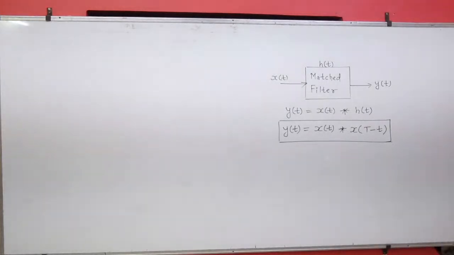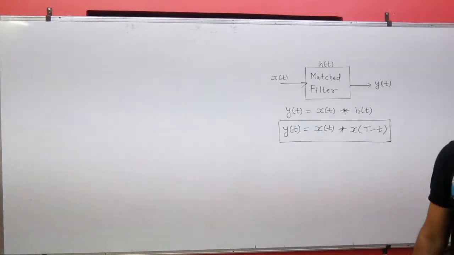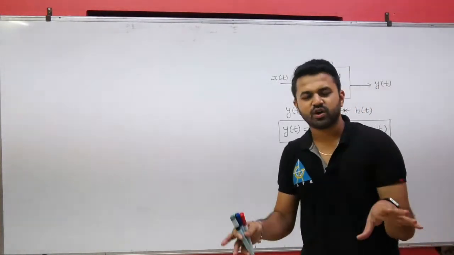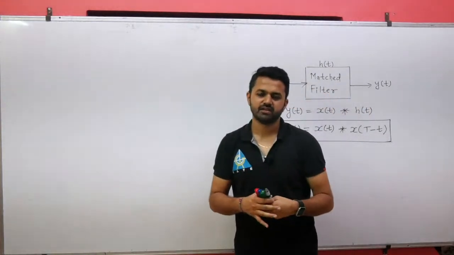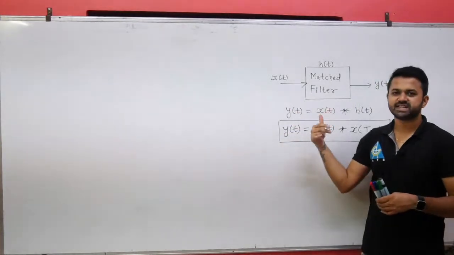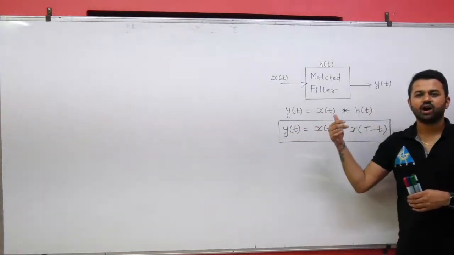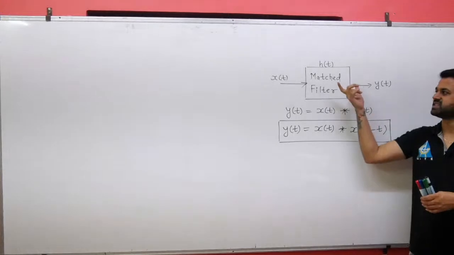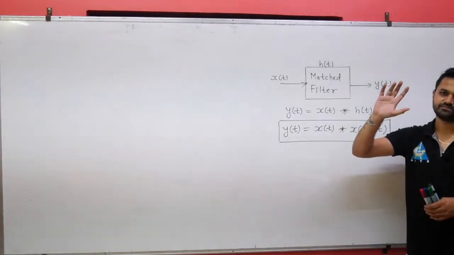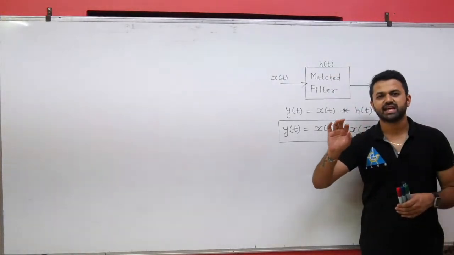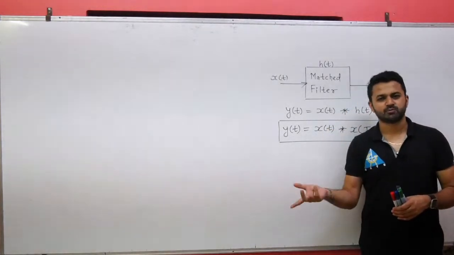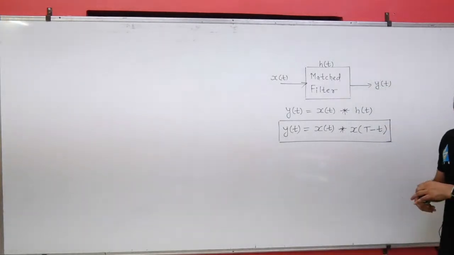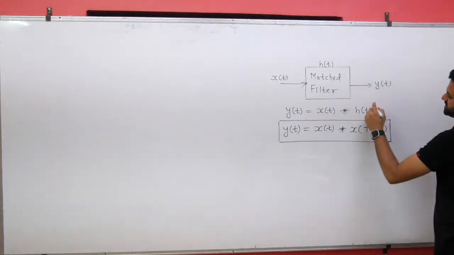So have you understood this point? In a simple way, the conclusion of the whole discussion is: if there is a matched filter and the input to the matched filter is x of t, and the output of the matched filter is y of t, and the response of the matched filter is h of t. In the question, they can ask you for the response of the matched filter or the output of the matched filter. Response of the matched filter means h of t.